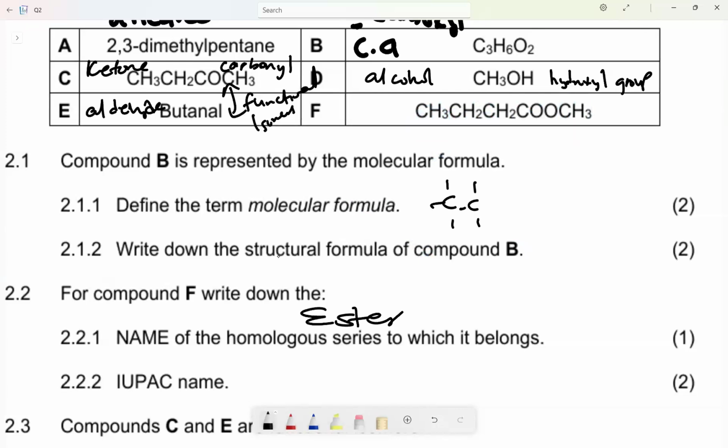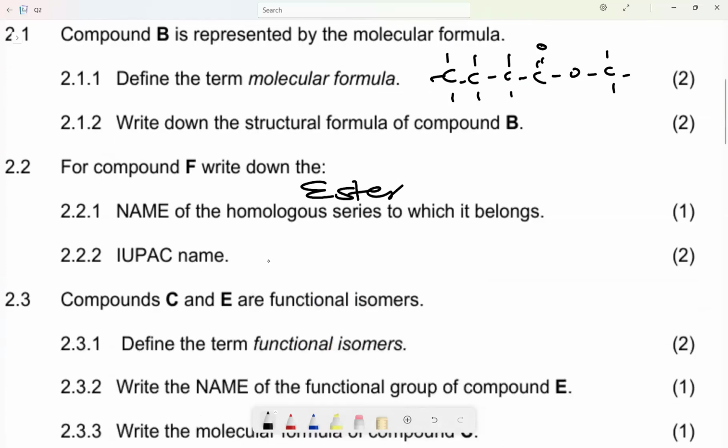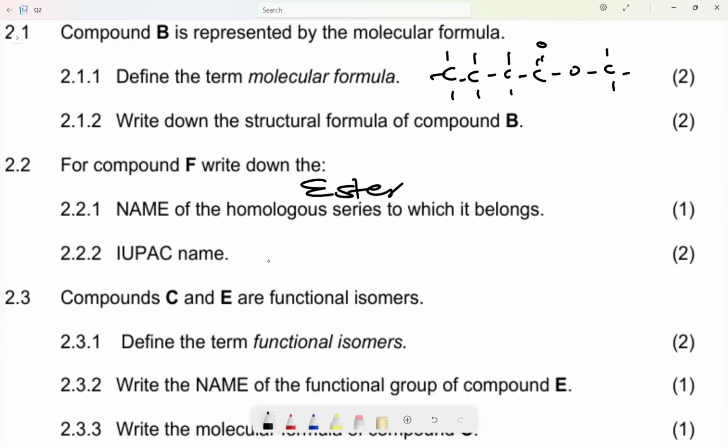CH3, CH2, CH2, C double bond O, O, CH3. So remember when I name an ester, I start from what? From the alcohol and say how many carbons I have. I have 1. So it's going to be methyl. Remember alcohol, it is something -yl. Then carboxylic acid, how many carbons? 1, 2, 3, 4. So it is butanoate. Remember, it is something -yl from the alcohol, then something -oate.